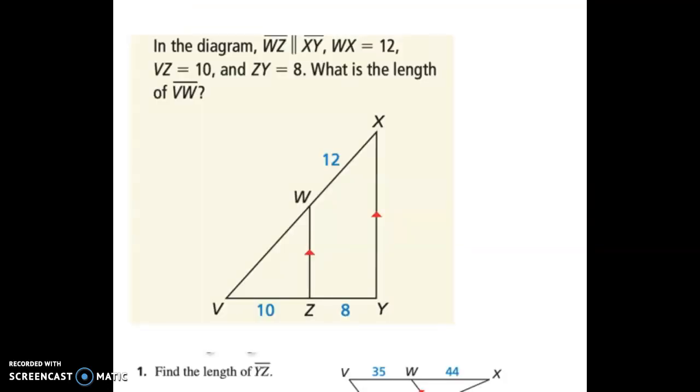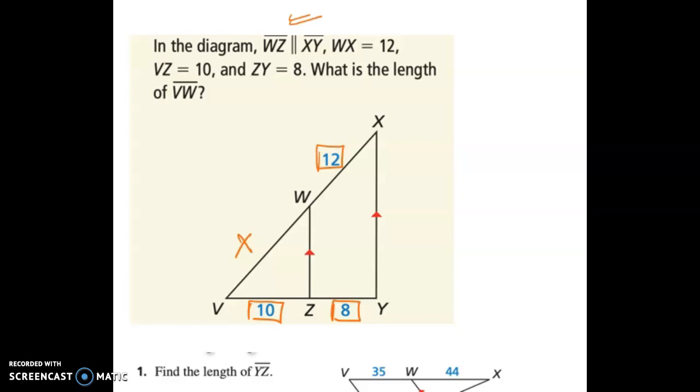Let's understand these two theorems with the help of one example. In this case, they have given us that WZ is parallel to XY. That is given. WX is 12, VZ is 10 and ZY is 8. They want us to find out what is the length of VW. Let's take that as a variable. Now, if these two lines are parallel, then the two sides will be proportional to each other.